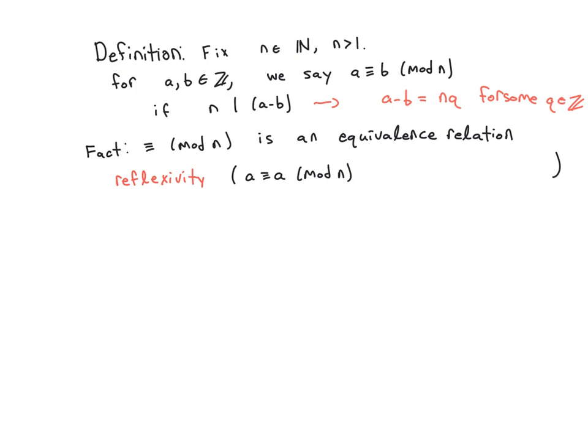And so the first fact we have to point out is that this relation, congruence, is an equivalence relation. And in case you don't remember what that means, it must be reflexive, symmetric, and transitive. And what does it mean for reflexivity to hold? Well, it means that everything is related to itself. So a is congruent to a modulo n.